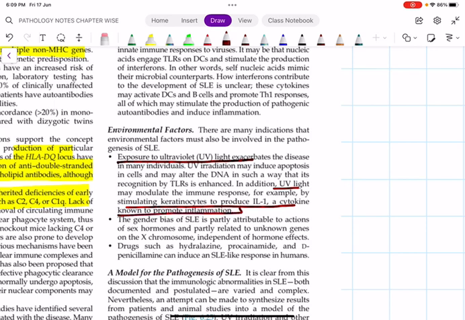Then another thing, drugs. What are the drugs? Usually we call these the SHIP drugs. We have hydralazine, procainamide, D-penicillamine. All these will cause SLE-like responses in humans. So these are some groups of drugs which will cause SLE. They won't produce the classical features of SLE. That is why we have a separate entity called drug-induced SLE.